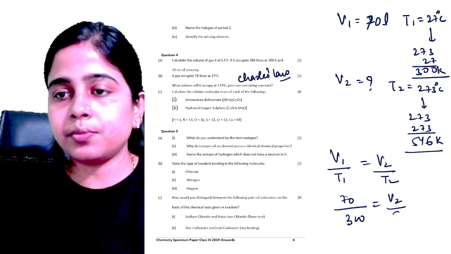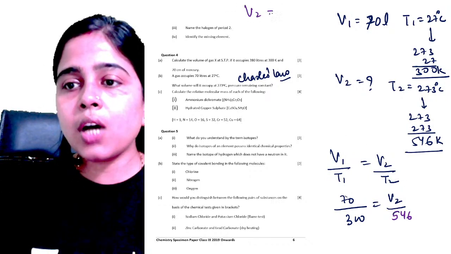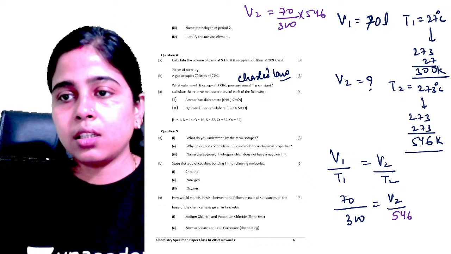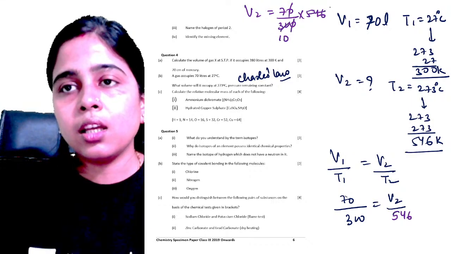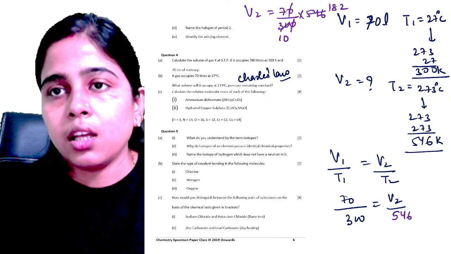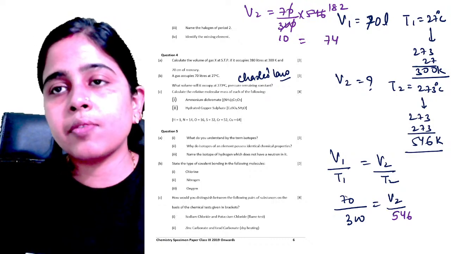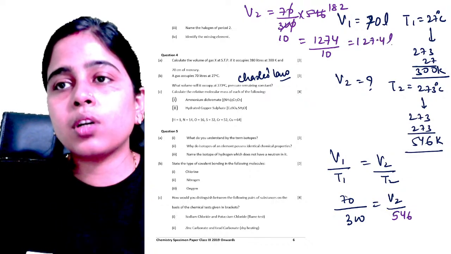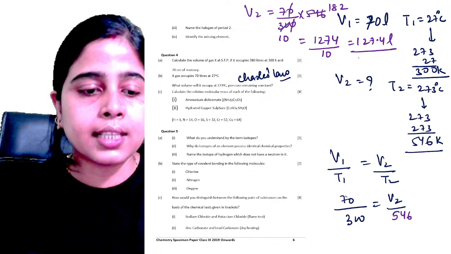546. Solve it fast, everyone. So V2, how much are you getting? 70 by 300 into 546. So 0, 0 cancel. 3 10 ja 30. 3 1 ja 3. 3 8 ja 24. 3 2 ja 6. Yes. Now it is coming out to be 7 2 ja 14. 7 8 ja 56. 7 5 carry 7 ja 7 5 12. Means 127.4 liters. This is the volume occupied by the gas at 273 degrees Celsius.